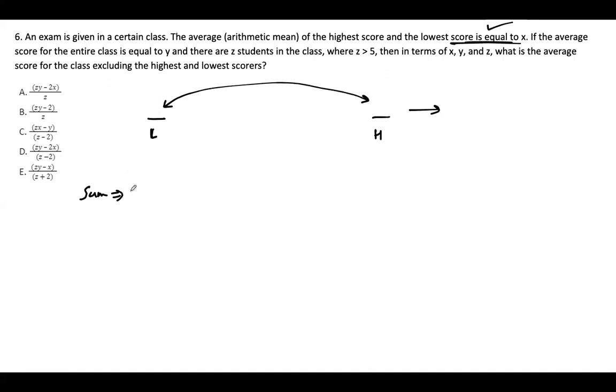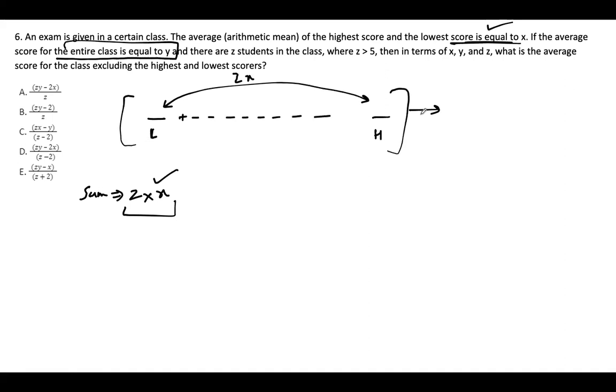Again you're missing the number of samples into average: 2X. So the sum is 2X. If the average score for the entire class is equal to Y, so this is the sum of all samples. The sum of whatever samples there are is equal to the number of samples times the average.